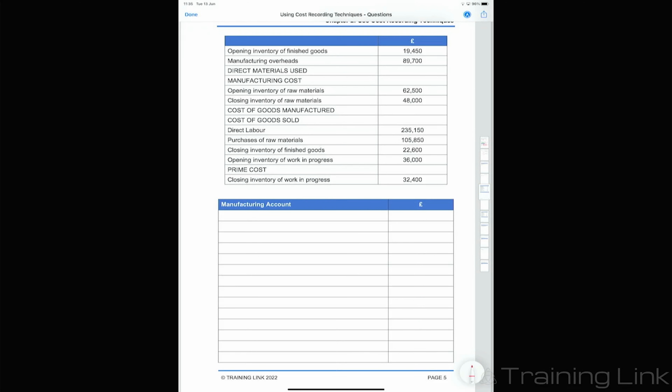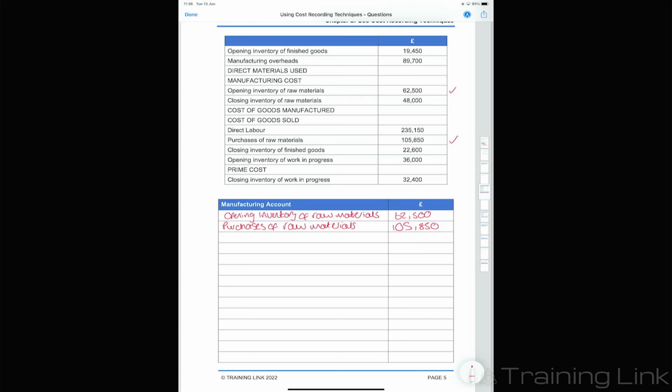So first one will be opening inventory of raw materials. That's the starting point here. Opening inventory of raw materials, we've got that as a figure of 62,500. So we'll just put a little tick next to that. Then we have to add our purchases, so our purchases of raw materials. And this is a common process you'll have to follow. So 105,850 there. We can give a little tick next to that one.